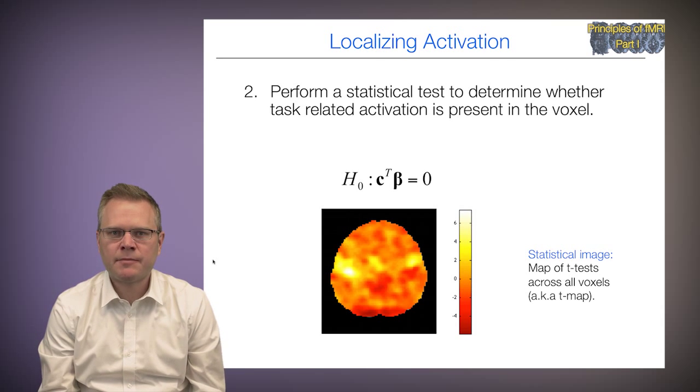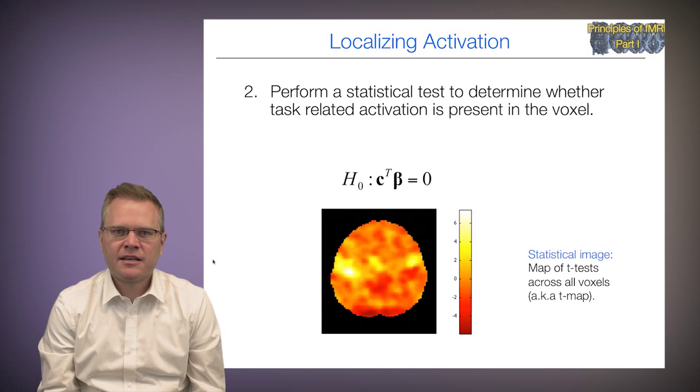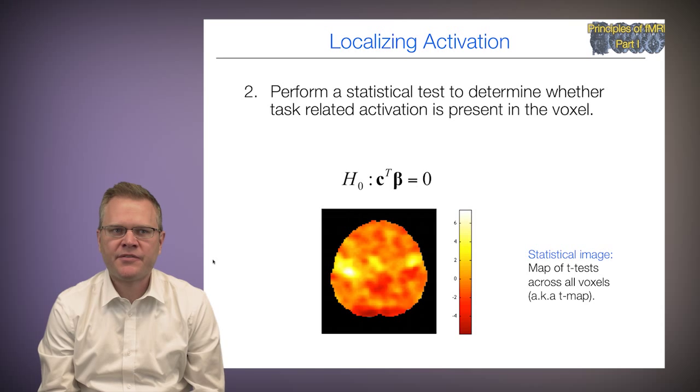So typically, we test some hypothesis, C transpose beta is equal to 0, so this is some linear combination of the beta parameters. So, for example, we might test condition A minus condition B is equal to 0, and in that case, we want to check this versus the alternative that they're not equal to 0. And so we do this at every voxel of the brain, and then we can summarize the resulting t statistics obtained by performing this hypothesis test in a statistical image, such as the one shown here. Here, each voxel has a value corresponding to the t statistic of the statistical test at that voxel.